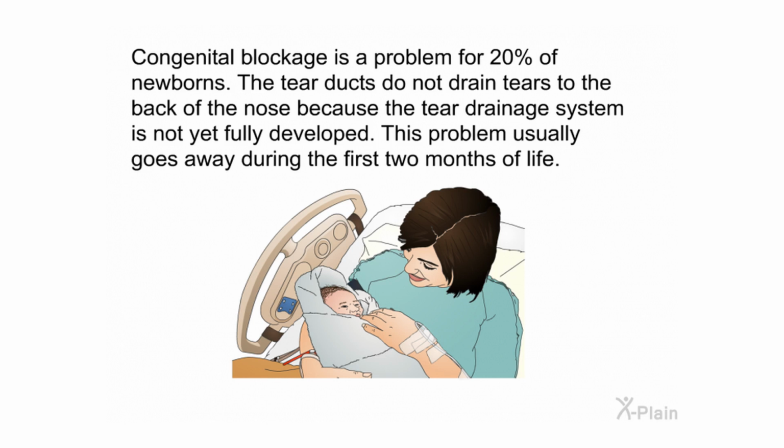Congenital blockage is a problem for 20% of newborns. The tear ducts do not drain tears to the back of the nose because the tear drainage system is not yet fully developed. This problem usually goes away during the first 2 months of life.